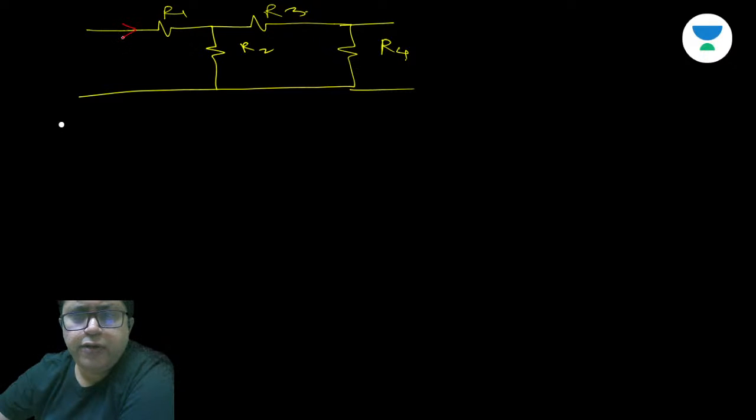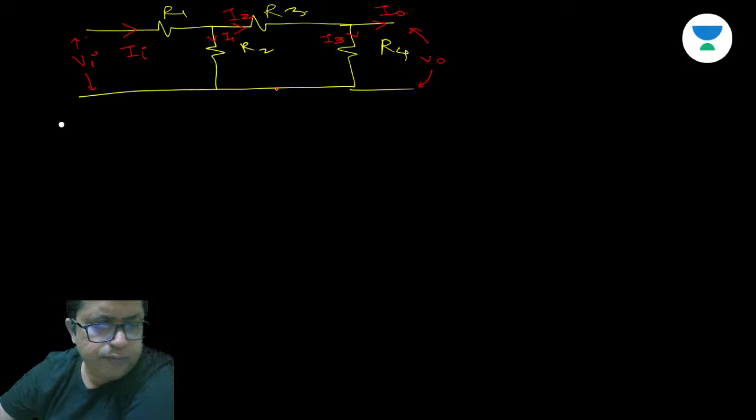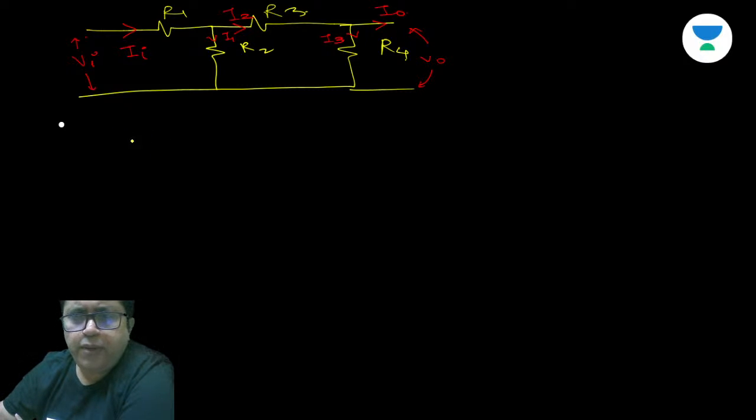Let us say this is current Ii, this is current Io, voltage Vi, voltage Vo. This is current I1, I2, this is I3. So these are the states.